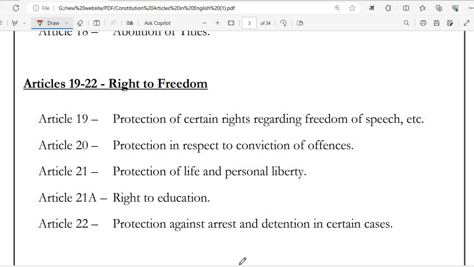We have the right to speech and expression under Article 19 clause 1, and the right to freedom of movement throughout the country, the right to settle in any part of the country, the right to carry on any kind of occupation, the right to assemble, and the right to organize political parties and other institutions. Different types of liberty Article 19 granted to Indian citizens.